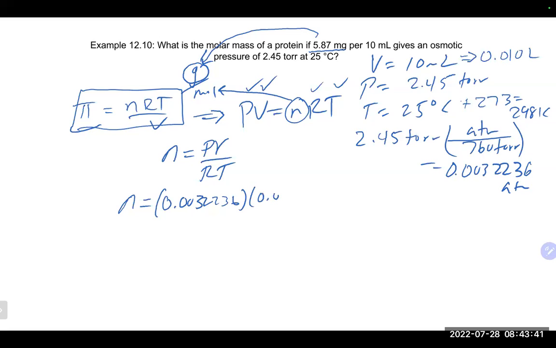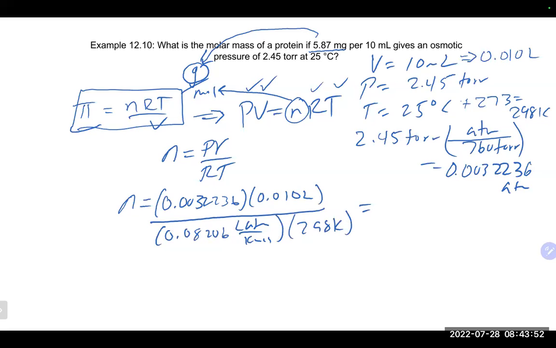Our volume, our gas constant, which we always have, and our temperature at 298. Everything should cancel out here except for moles. And we will end up with here, divided by 0.026 and 298. That will look like 1.32 times 10 to the -6 moles.